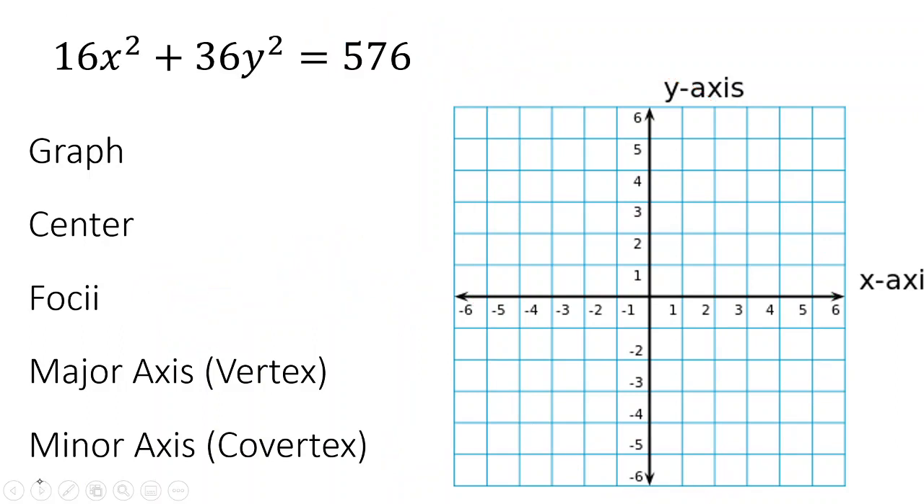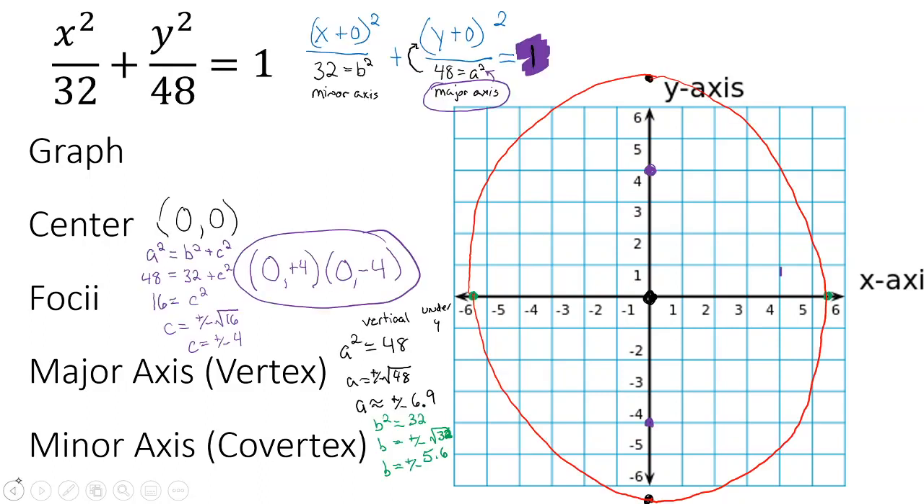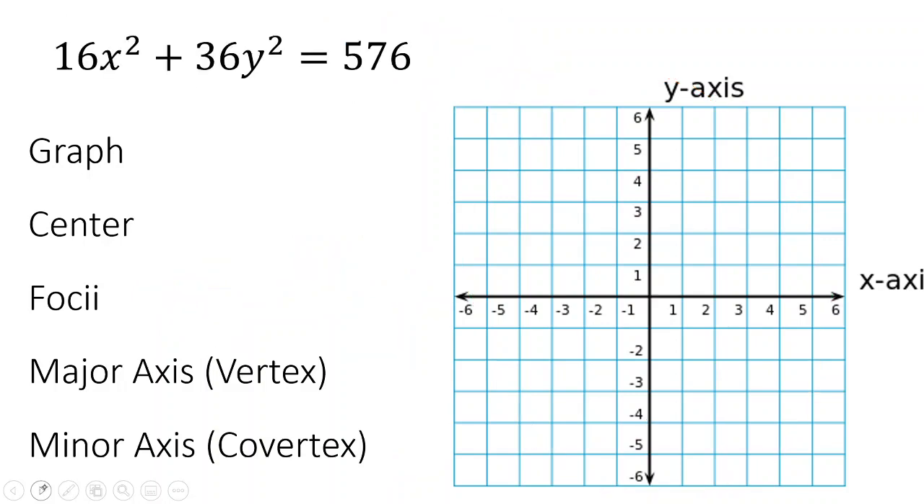This one's quite a bit trickier because remember what I said on the last slide? I said your ellipse has to equal 1. In this particular case, the ellipse does not equal 1, so we need it to equal 1. So I'm going to divide everything by 576, because if I divide by 576, divide by 576, and divide by 576, this value right here becomes equal to 1.